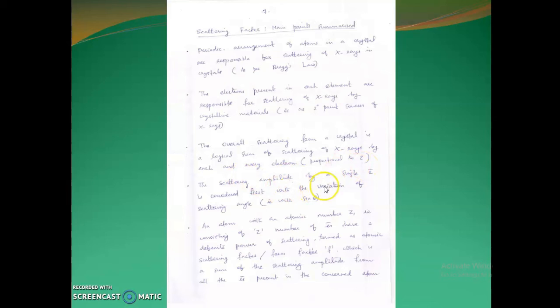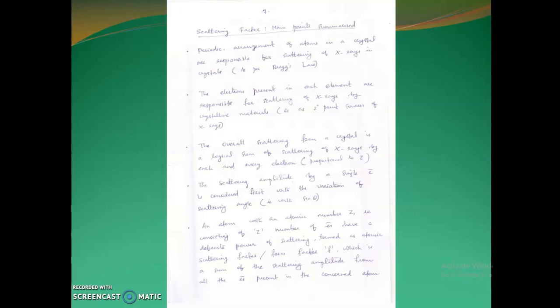The scattering amplitude by a single electron is considered first, with the variation of scattering angle, that is, its relation with sine theta. An atom with an atomic number Z, consisting of Z number of electrons, has a definite power of scattering. It is termed the atomic scattering factor or form factor and is represented by small letter f, which is the sum of scattering amplitude from all the electrons present in the concerned atom. So the scattering factor of an atom is equal to its atomic number.